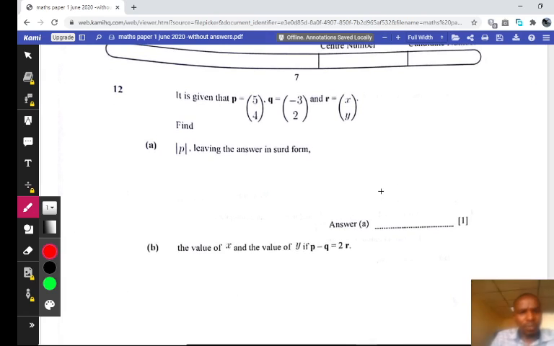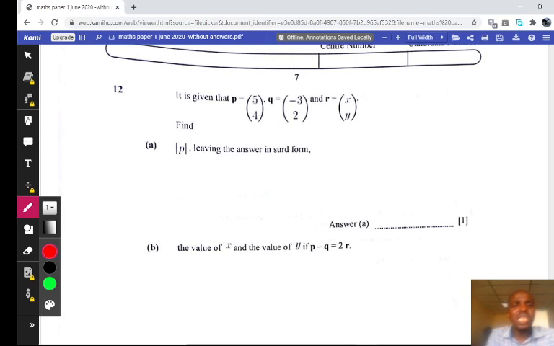Right, question number 12 reads: it is given that these are vectors. Vector P is equals (5, 4), vector Q is equals (-3, 2), and R is equals (X, Y). Find the magnitude of P, shown by these lines, leaving the answer in surd form. Surd form just means you must leave your answer under the square root. So let's work it out.